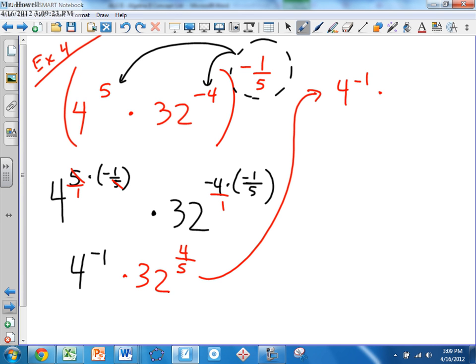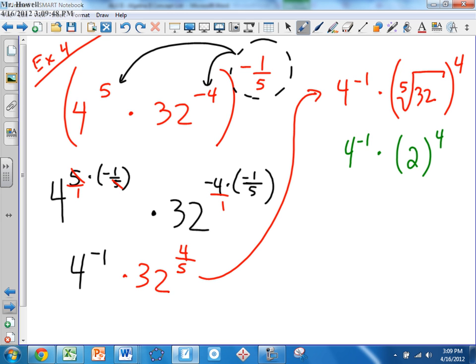How can I rewrite the 32? The 5th root of 32, to the 4th. I start by rewriting that one. Go ahead, Andy. Keep going. And then break it down to 2. Good. The 5th root of 32 is 2. And then exponent 4 is 16. Absolutely. Well done. There's one more step still.